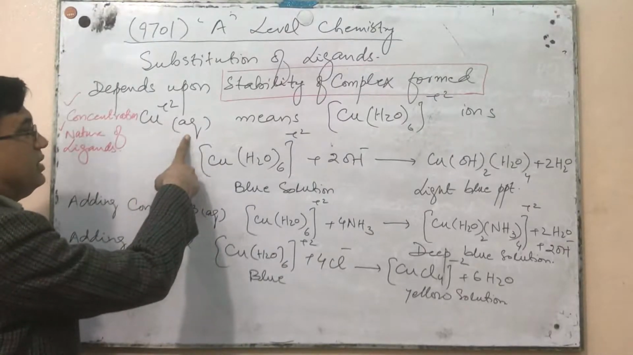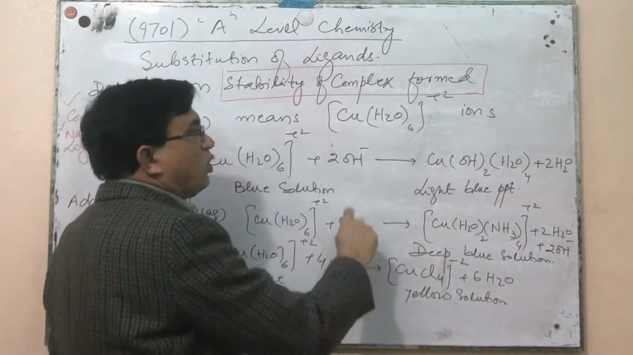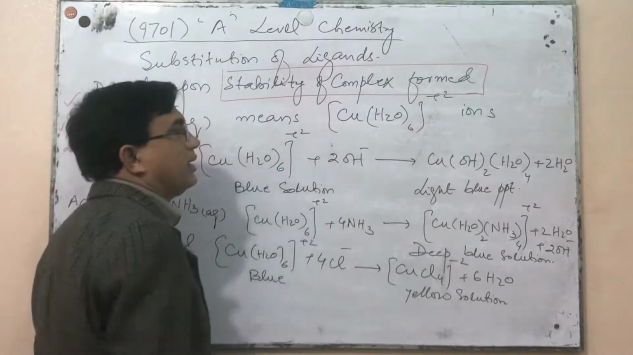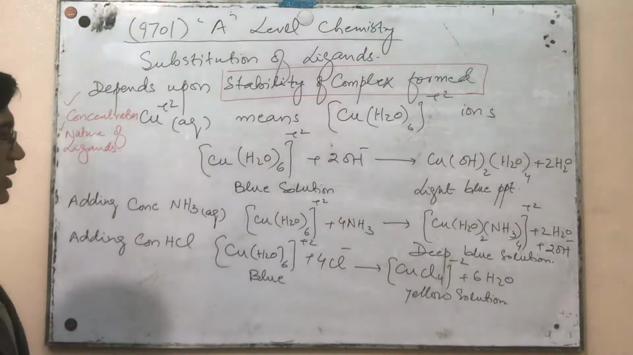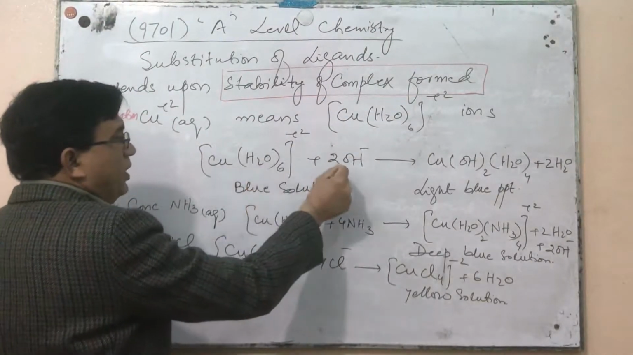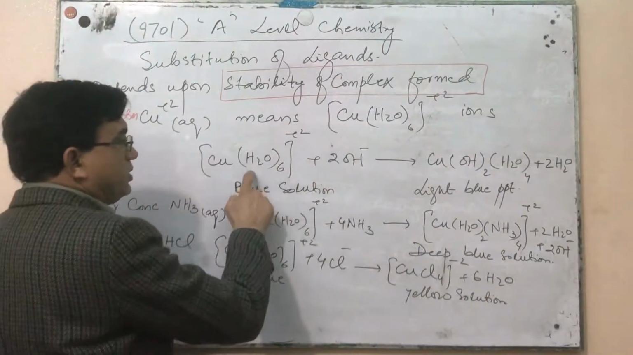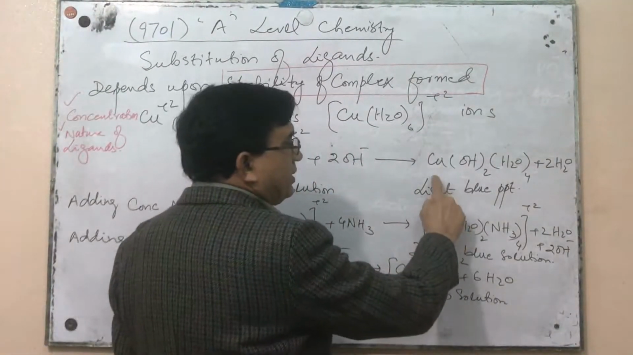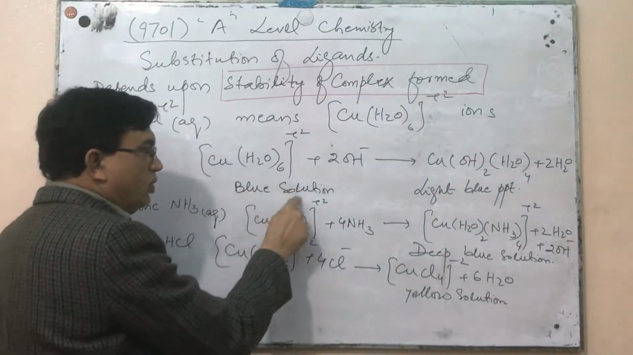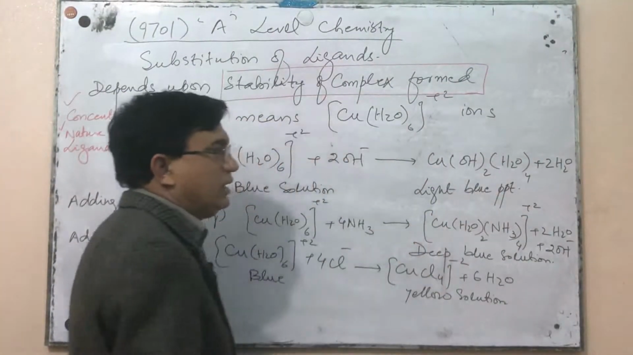Maybe if we look at the solution of copper 2 ion, the copper 2 aqueous ion is present as a coordination complex ion, hexa aqua copper 2 ion. Now, if we add sodium hydroxide solution to this solution, what will we get? We will get, from a blue colored solution, a light blue precipitate.